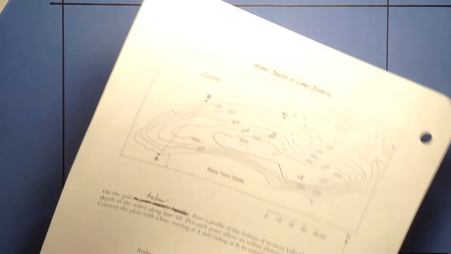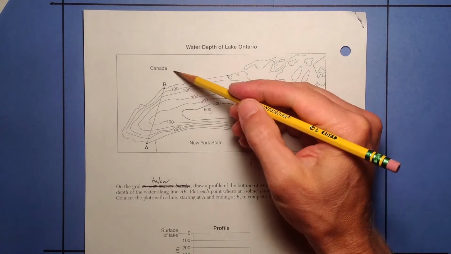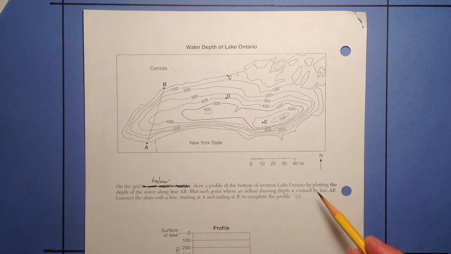Next page goes like this. This is now, again, not even a hill. It's the water depth of Lake Ontario. So this is the depth of water in the lake. So this is land, Canada, New York. This is the depth. And it says the same basic thing here. I'm going to save some time. Make sure you read this, get the directions.